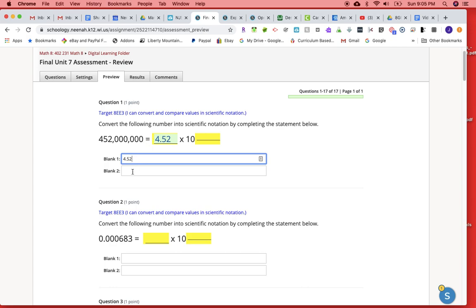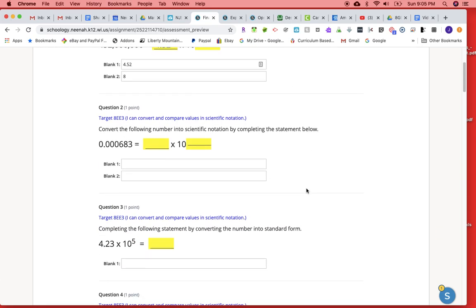Now for blank 2, I'm going to fill in my exponent, which I'm going to count: how many place values did I move until I get between the 4 and the 5? So I moved it 3, 6, 7, 8 places. So it's going to be the 8th place. Our final answer is 4.52 times 10 to the 8th.